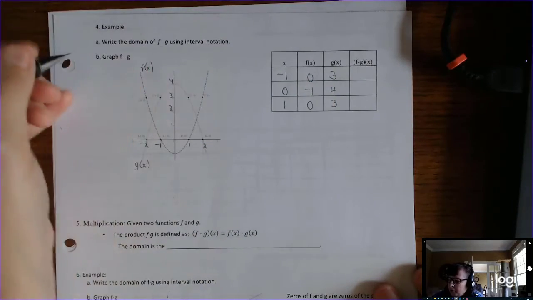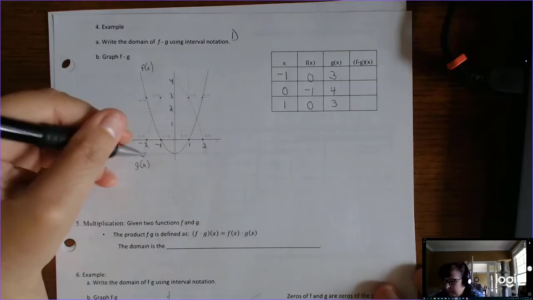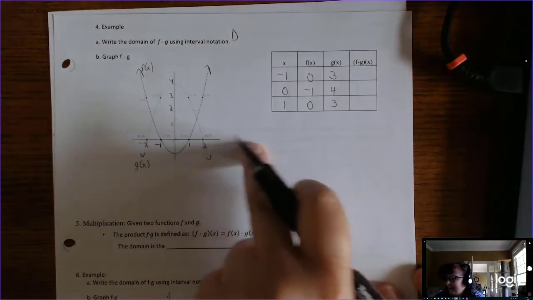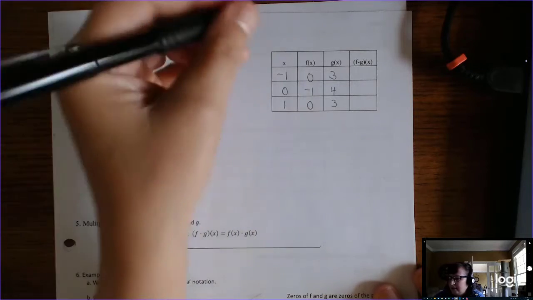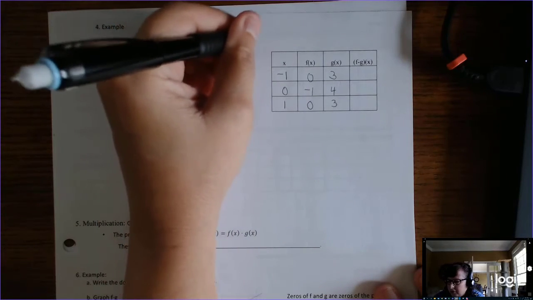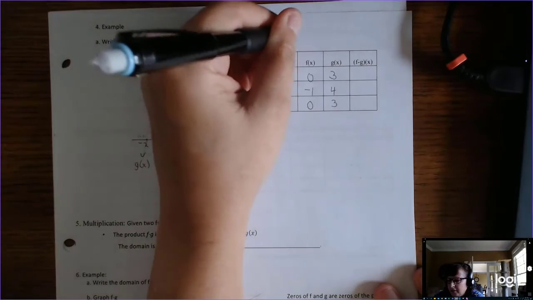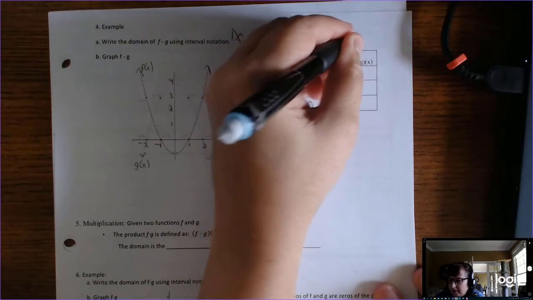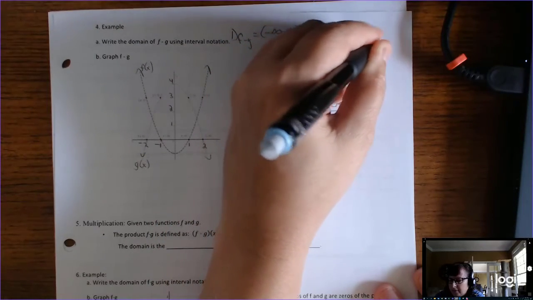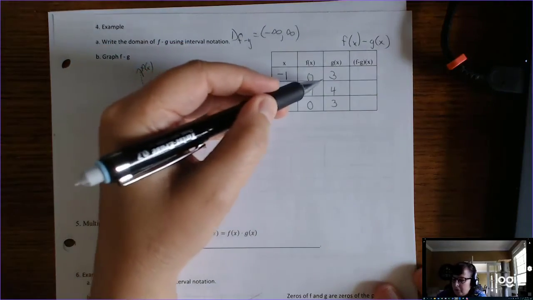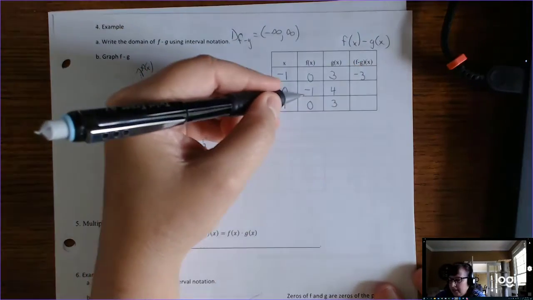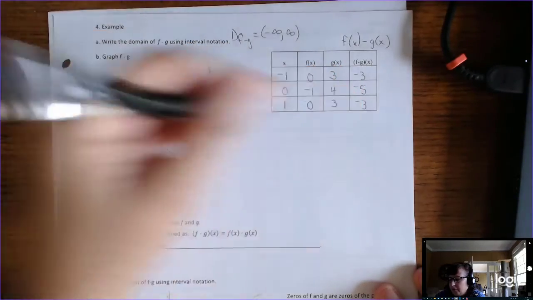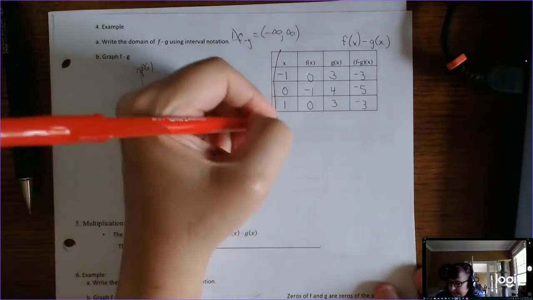Okay, we know the domain of this goes on forever and ever, and that goes on forever. There are no restrictions on the x-coordinates. On the x-axis, x can be anything. So the domain of f minus g is going to be negative infinity to infinity. All right, now let's find f minus g. So we will take these y coordinates because f minus g of x is the same thing as f of x minus g of x. So 0 minus 3 is -3. -1 minus 4 is -5. 0 minus 3 is -3. And we have these points.